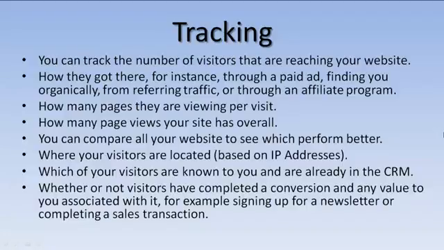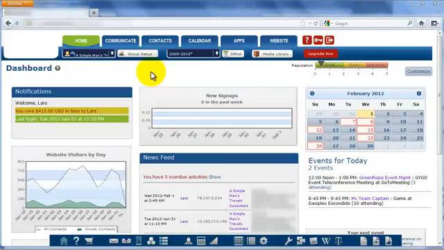You can also compare all of your websites to see which perform better, where your visitors are located, this is based on their IP address, which of your visitors are known to you and already in your CRM, whether or not visitors have completed a conversion, and any value associated with it to you, for example signing up for a newsletter or completing a sales transaction. I will take you through how our software can help you track and monitor the progress of your websites.